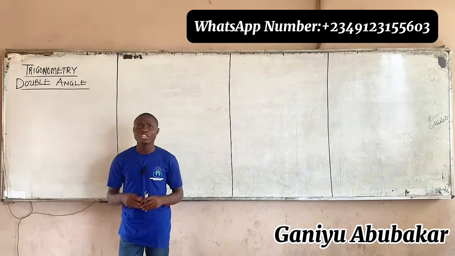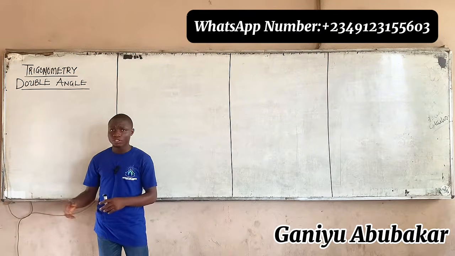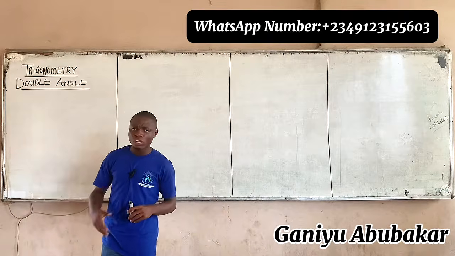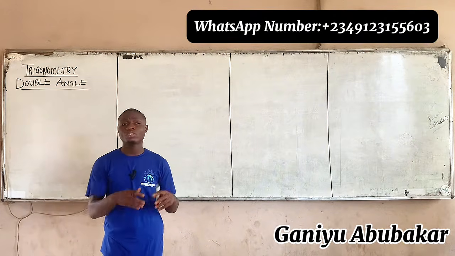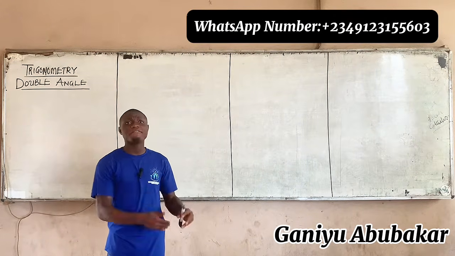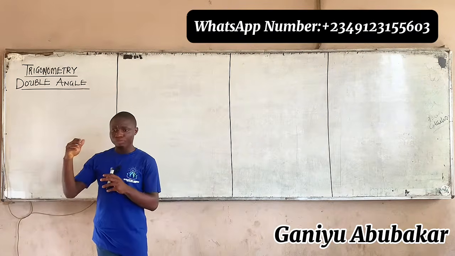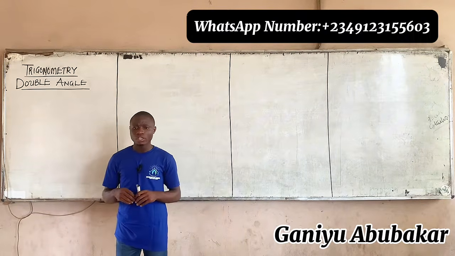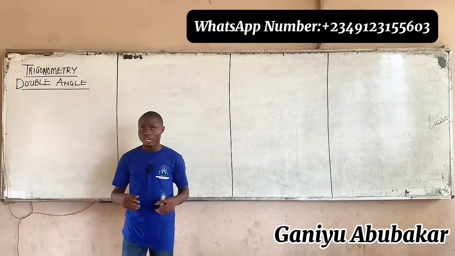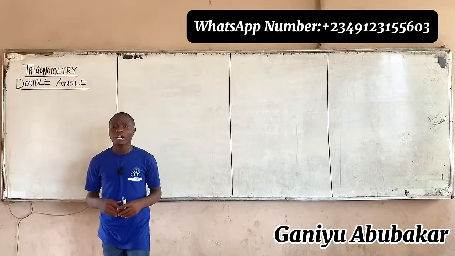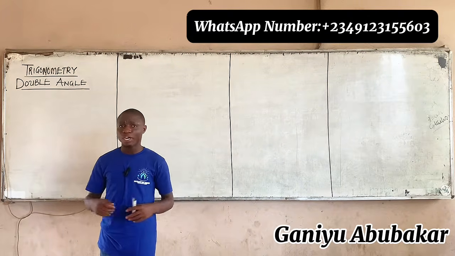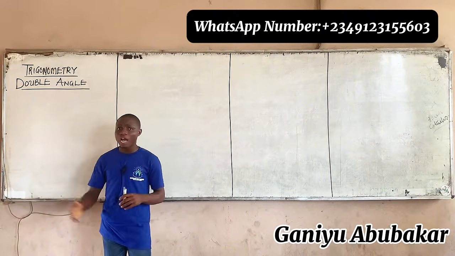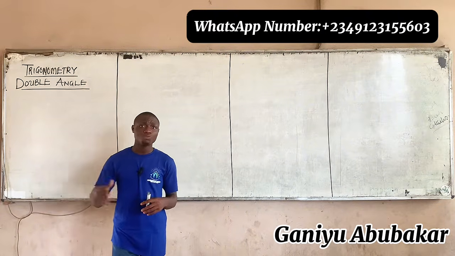For this class, we'll look at the concept of trigonometry, an aspect called double angle. Let's look at the concept that governs double angles, half angles, and triple angles. So look at the double angle formula, the half angle formula, and the triple angle formula. For this class, we'll focus more on the double angle formula and how to prove them.